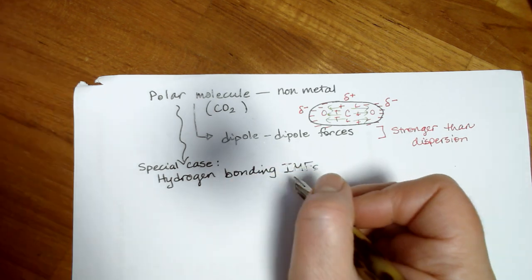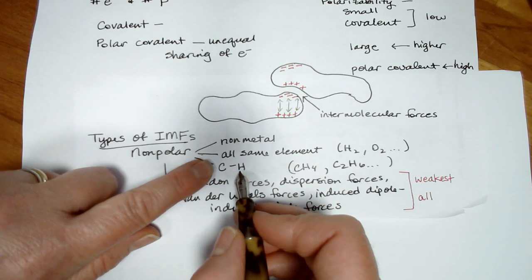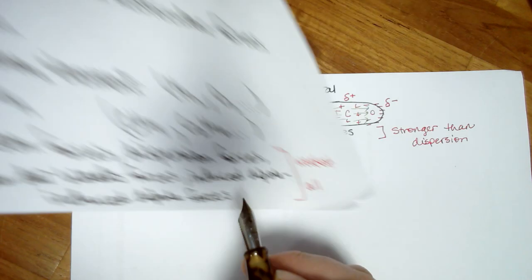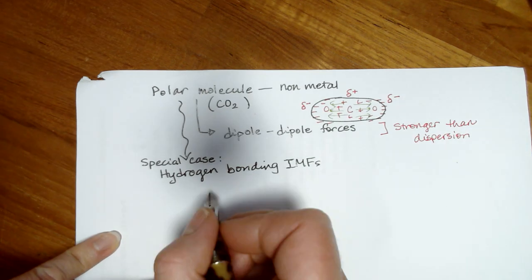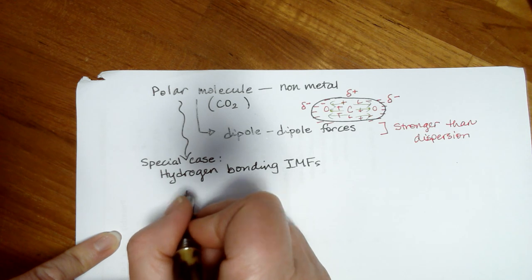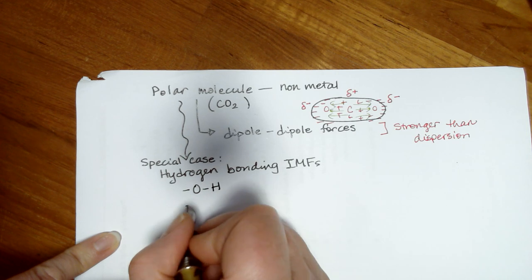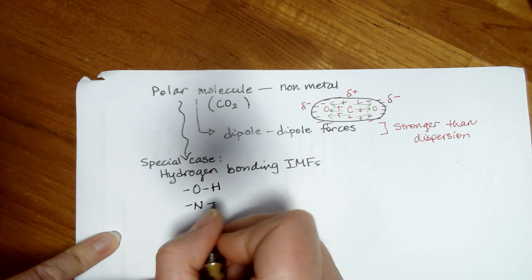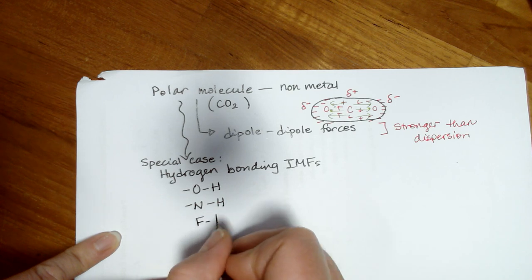Because we had carbon-hydrogen bonds here, this is not what I'm talking about. So I'm going to clarify what I'm talking about now in just a moment. Hydrogen bonding is a special case where we have molecules with an oxygen that is attached to a hydrogen, a nitrogen that is attached to a hydrogen, and also fluorine that is attached to a hydrogen.